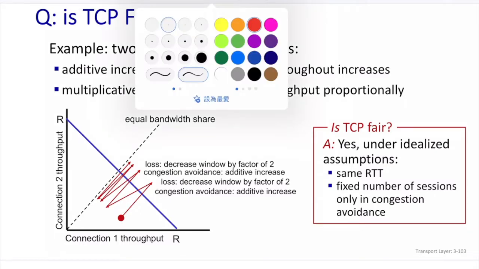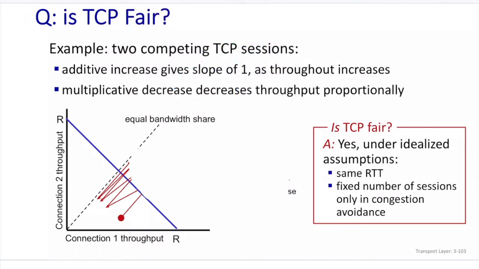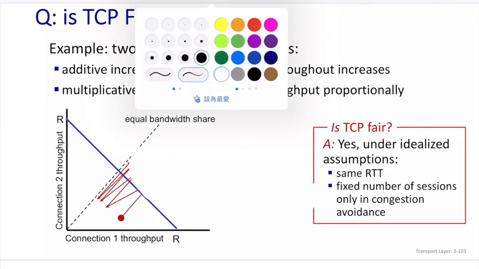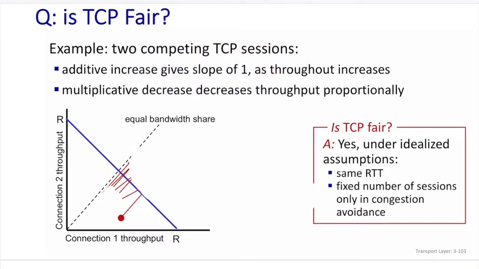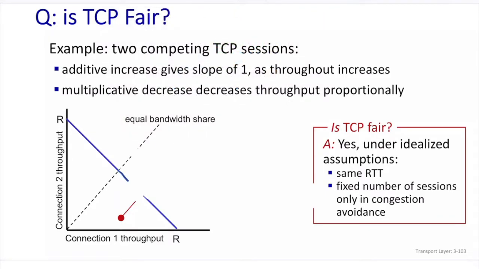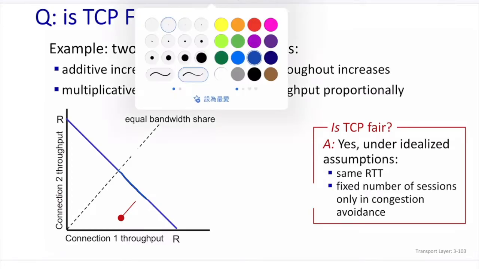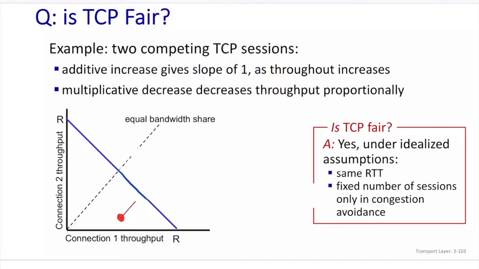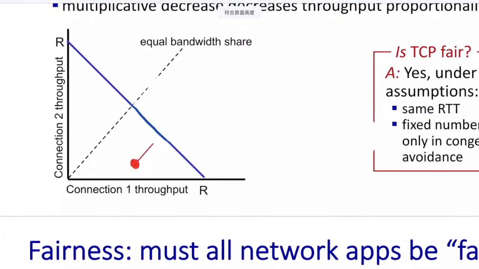but I have to draw it again. Okay, so I would like to do something right here. Okay, we started from this point. So you can see that is connection number 1, and the y-axis is connection number 2. That is the throughput. Okay, that is the throughput.